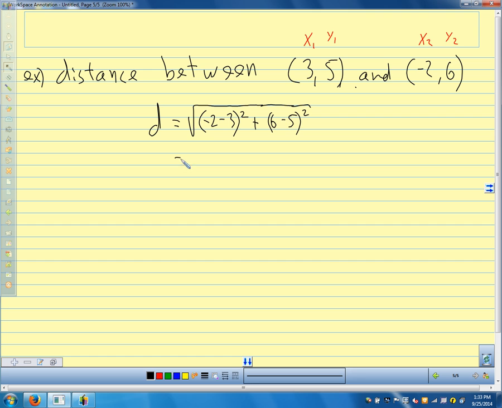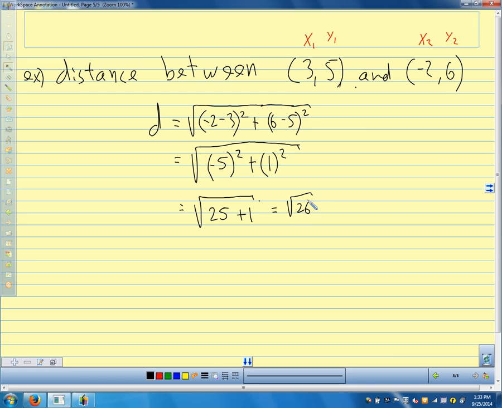So here's where we need to be careful. This is the square root of negative 3 minus 5 is negative 5 squared. 6 minus 5 is 1 squared. Once I finish squaring everything here, I should never end up with a negative in the square root, because whenever I square a number, it always turns it positive. Negative 5 squared is positive 25. So this is the square root of 26.